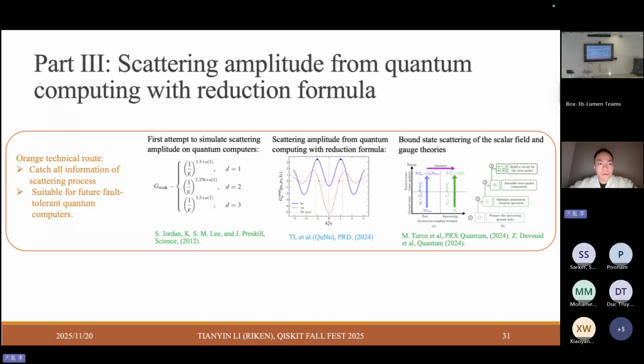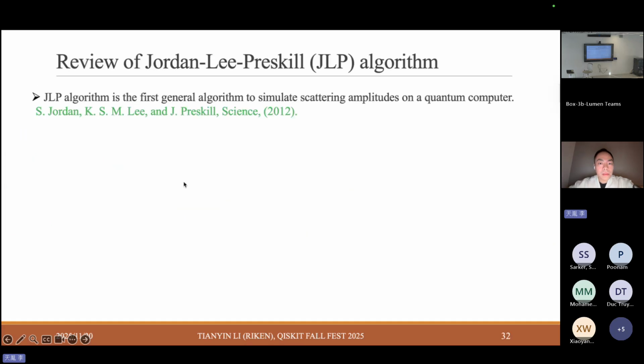And in the third part, I will talk about how to simulate the scattering amplitude directly on a quantum computer by using the LSZ reduction formulas. The first quantum algorithm to simulate the scattering amplitude on a quantum computer was proposed by Jordan, Lee, and Preskill in this Science article.